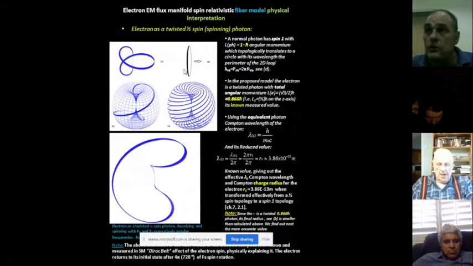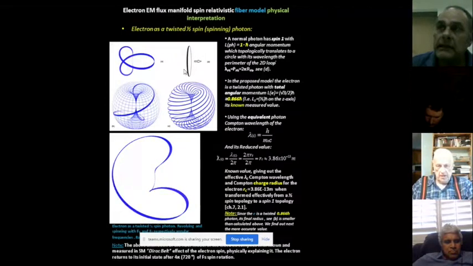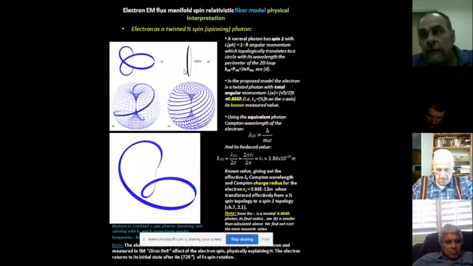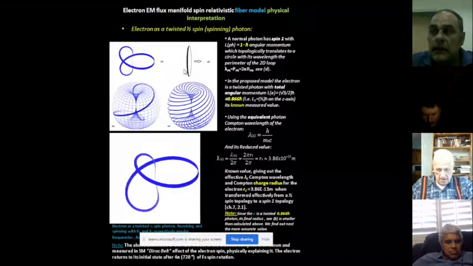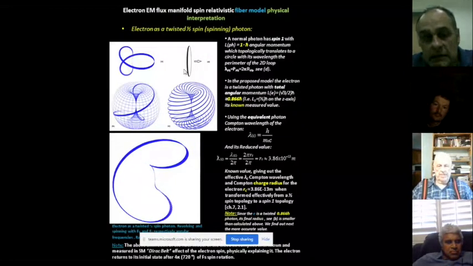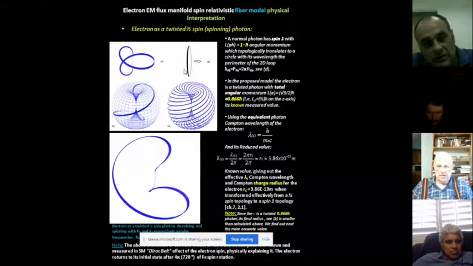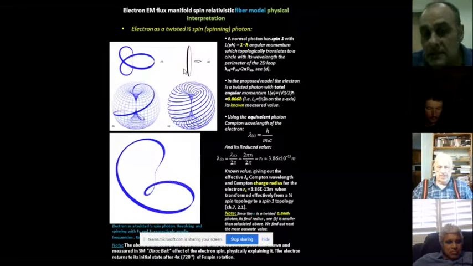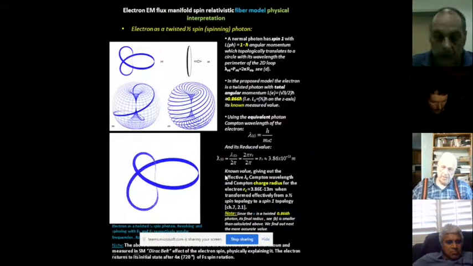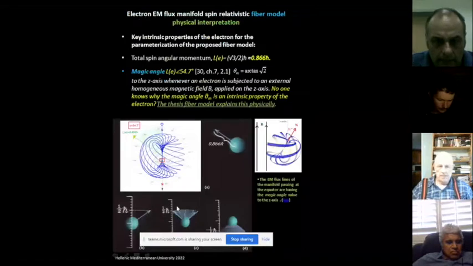Why could it not decay into something else, but it always decays into two photons? For me, it strongly infers that the electron is a twisted spinning photon. That's my hypothesis, my speculation. But it's not just a speculation. It's more than that because we have a model and we have calculations. And if you want to see this more.